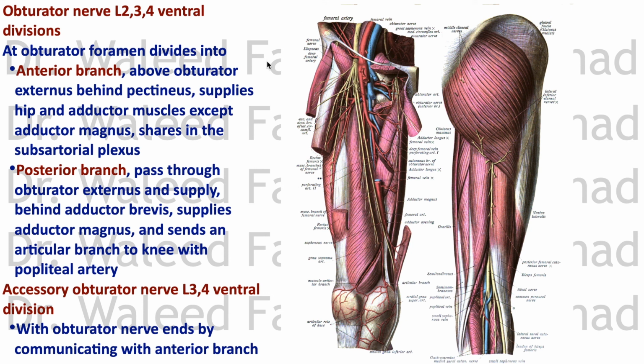The accessory obturator nerve, L3-4 ventral divisions, arises and descends, supplying the surrounding adductor muscles, and ends by joining the anterior branch of the obturator nerve.